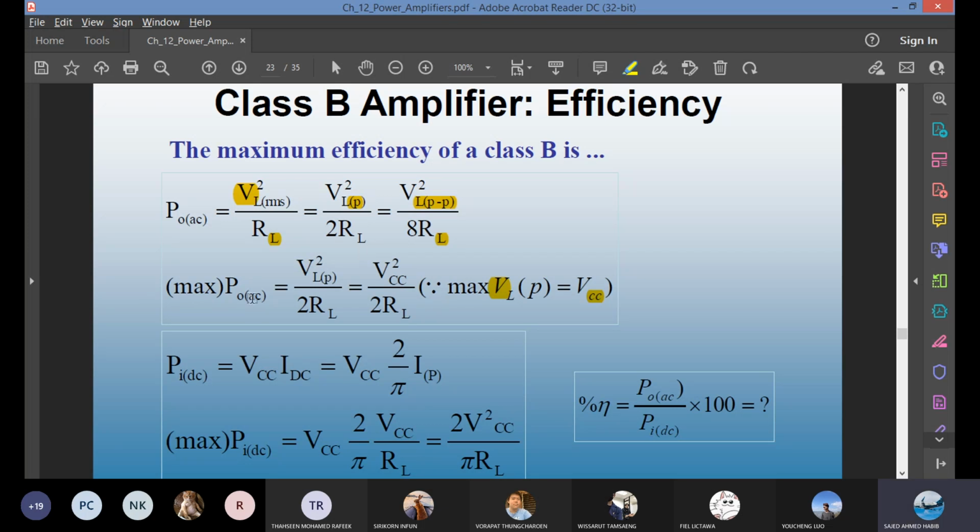And also the output equation, you know, peak voltage squared over 2 RL. Now replace VL peak with VCC in the equation. You can also express it in terms of VCC squared over 2 RL.